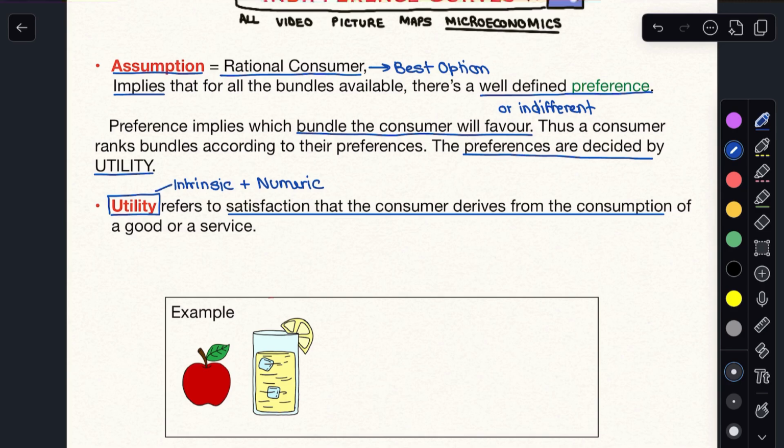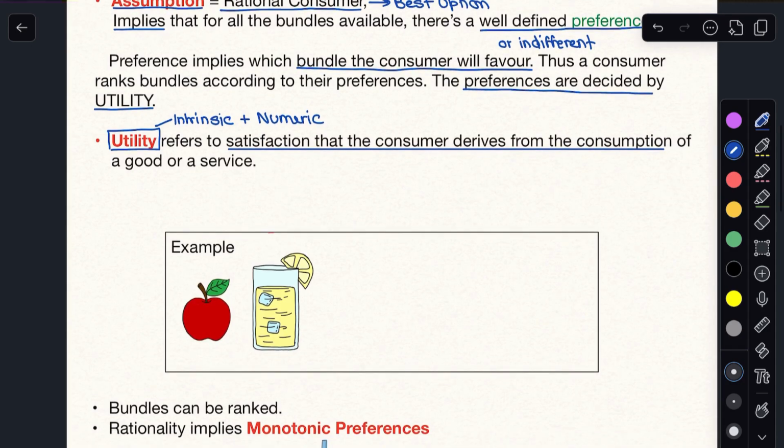Now let's understand preferences and utility with an example. Let us assume that there's a consumer who is consuming two goods, apples and glasses of lemonade. Now they have a choice between two bundles. The first bundle is one with 4 apples and 3 glasses of lemonade, which we are assuming gives a utility of 5.